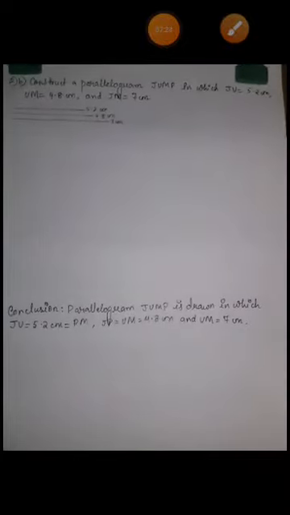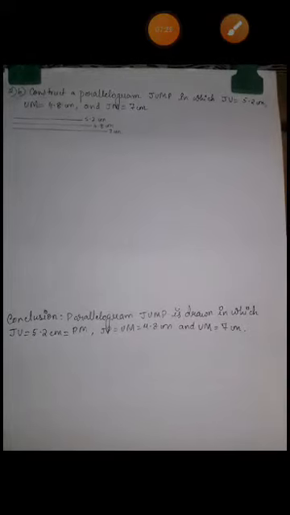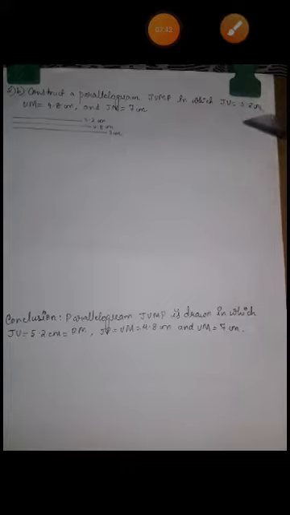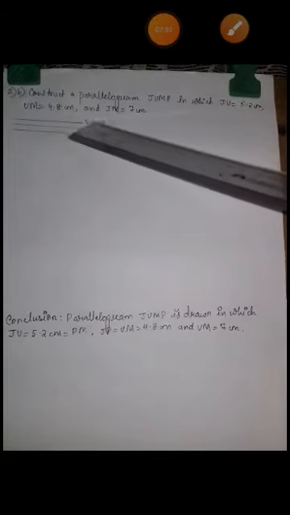Now students, you will have to construct a parallelogram JUMP, in which JU equals 5.2 centimeter, UM equals 4.8 centimeter, and JM equals 7 centimeter. Children, here you can see all the measurements 5.2 centimeter, 4.8 centimeter and 7 centimeter. I have drawn the lines, which means only using the scale and pencil you are going to draw the lines of the given measurement and then keep it aside.